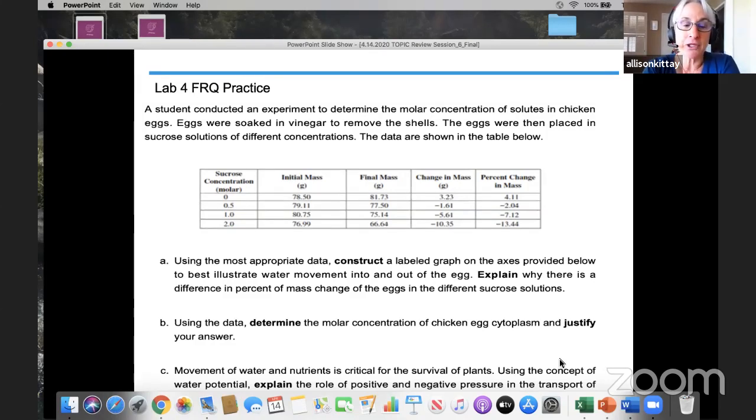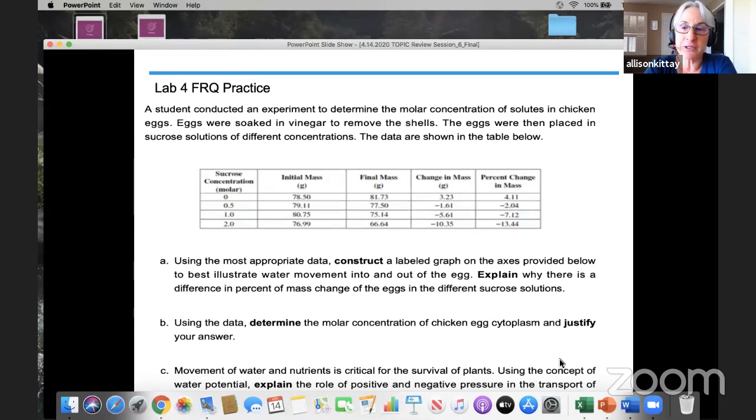table. So you're asked to do 3 different things. The first thing is to select the most appropriate data and construct a labeled graph on the axes provided, and I'll show you what that looks like, to best illustrate water movement into and out of the egg. After you've constructed the labeled graph, explain why there is a difference in the percent change of mass in the eggs in the different sucrose solutions. In part B, you're asked to determine the molar concentration of that chicken egg, okay, using the data from the graph like I showed you, and then justify your answer.